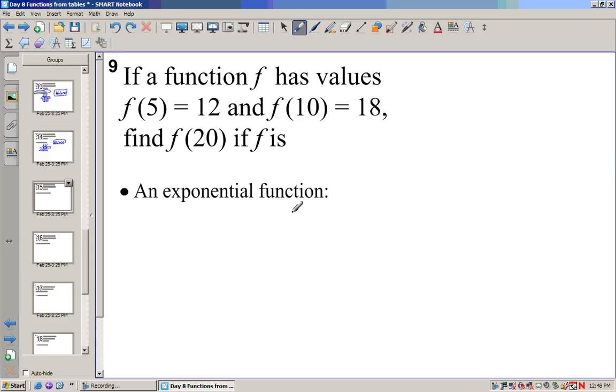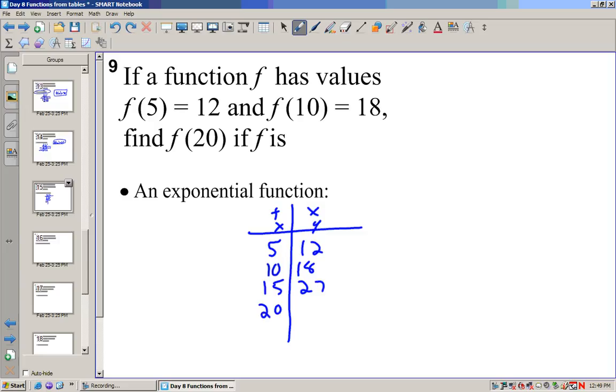Now, exponential function. We have 5, 12, 10, 18. Exponential is going to be an add-multiply situation. This is x and this is y. So this, if I add it again, I'd get 15. If I multiply by 1.5, I get 27. But now I have to add another 5 to get to 20. And what's 27 times 1.5? 40.5. So f of 20 is equal to 40.5.